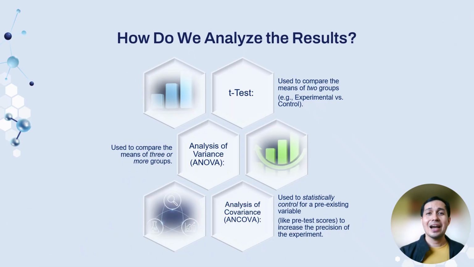Once we have our data, how do we analyze it? The core question is always, is the difference between the group means on the post-test statistically significant, or could it have happened by chance? To answer this, we use inferential statistics. A t-test is often used when we are comparing the mean score of two groups. An analysis of variance, ANOVA, is used when you have three or more groups to compare. And an analysis of covariance, or ANCOVA, is a particularly powerful tool for experiments because it allows you to statistically control a pretest score or another covariate, making your test of treatment more precise.